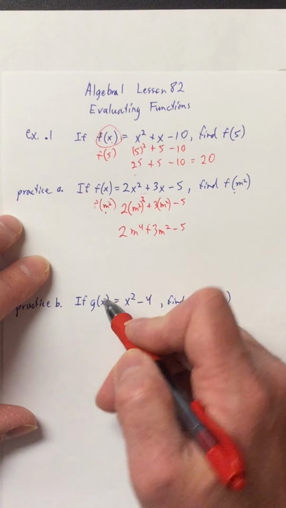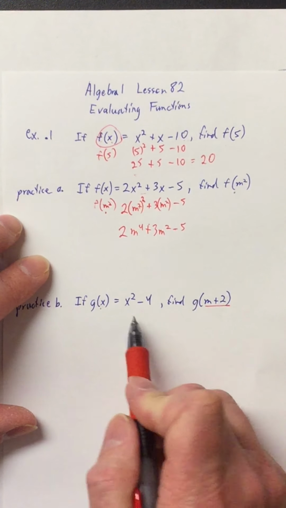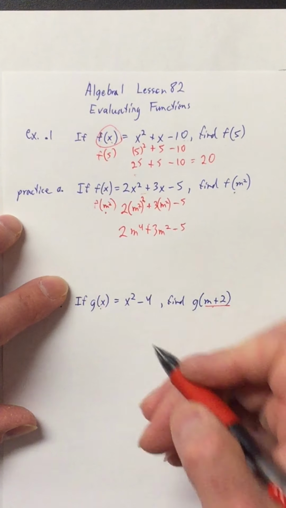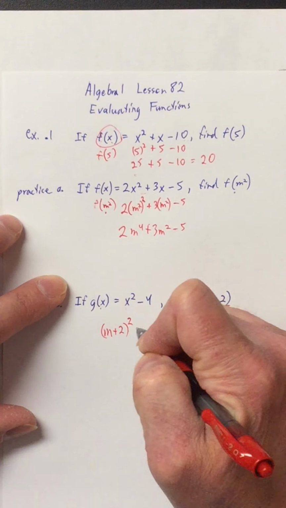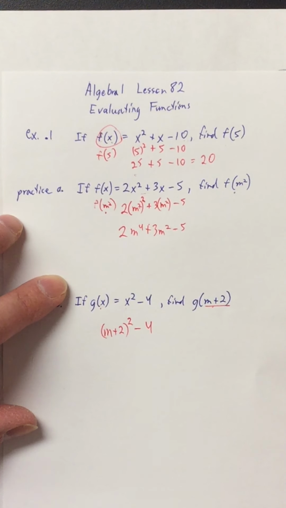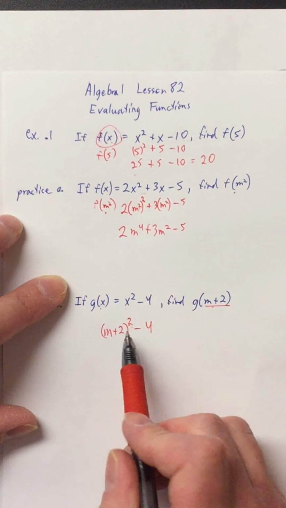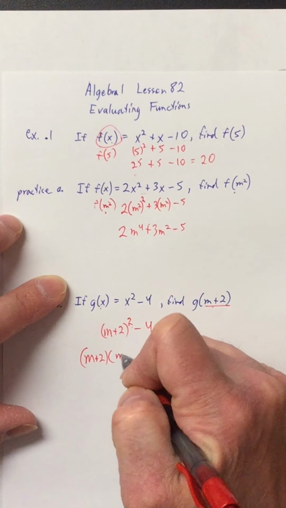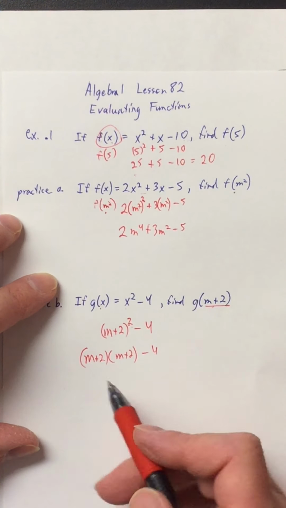Once again, this first part here lines up with the x inside of this equation. Anytime x shows up, we're putting this in there. So that's going to be written as m plus 2 squared minus 4. And this squared, that doesn't mean we just square each term. It actually means it's m plus 2 times m plus 2. So let's multiply this out.